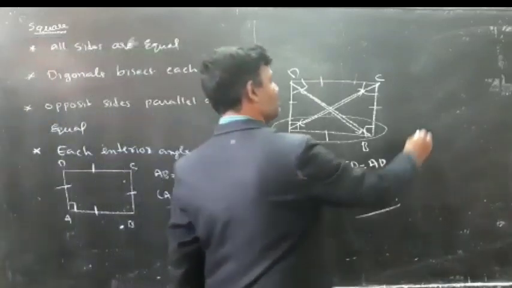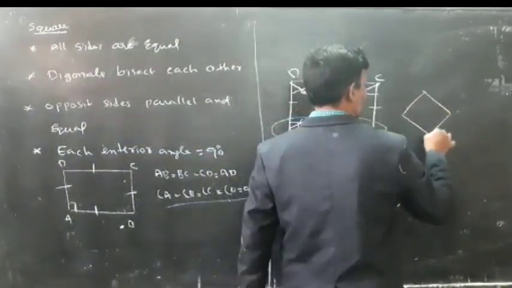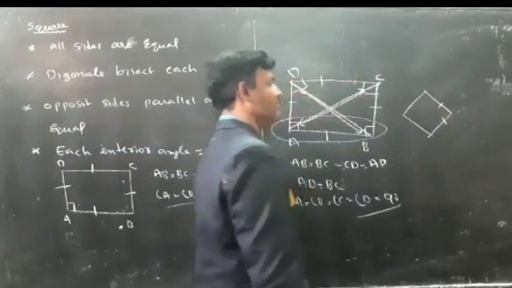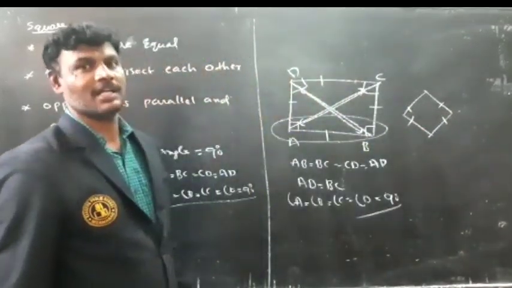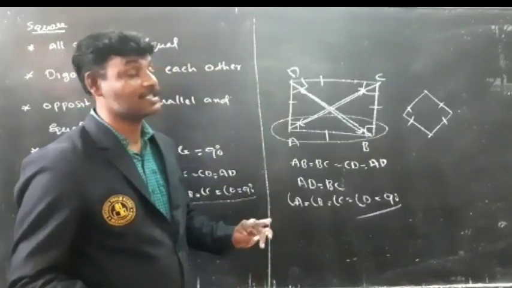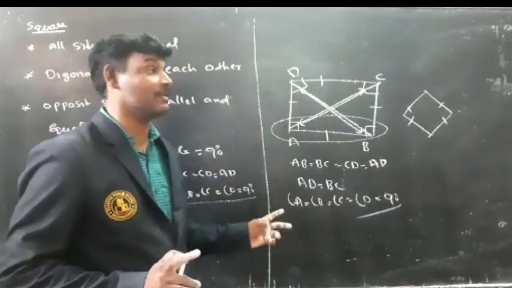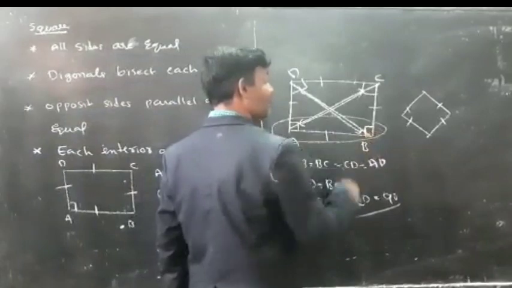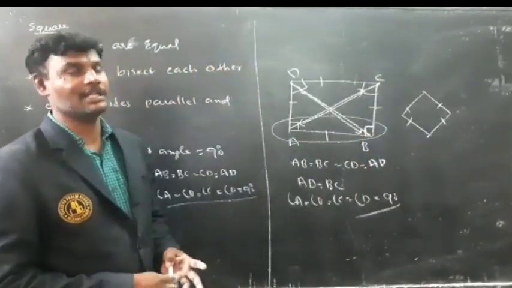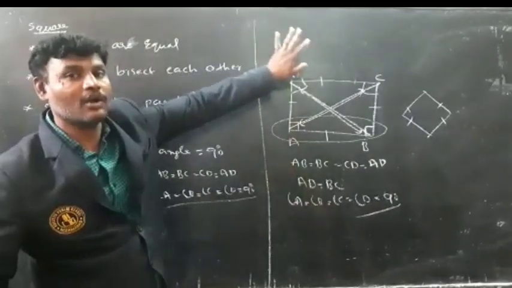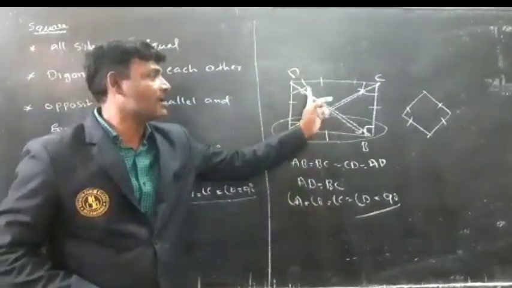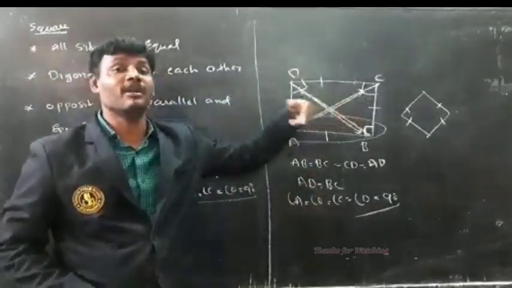In a rhombus, adjacent sides are equal and also opposite sides are equal. In a square also, adjacent sides are equal and opposite sides are equal, but in a square each and every angle is equal to 90 degrees. Every square is a rectangle, but a rectangle is not a square. Every square is a rhombus, but a rhombus is not a square.